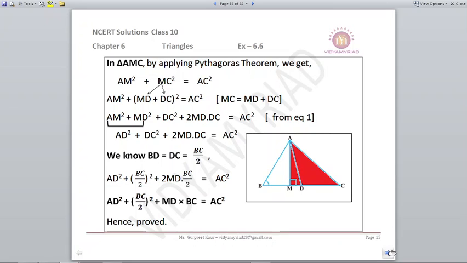Now we already are aware that BD is equal to DC, which is equal to half of BC. Now in place of DC, substitute it with BC upon 2. So it becomes AD square plus, instead of DC square, we can write (BC upon 2) the whole square, plus twice of MD into, again DC is there, instead of DC write down BC upon 2. 2 gets cancelled here. So you are left with AD square plus (BC upon 2) the whole square plus MD into BC is equal to AC square, and hence we have proved it.